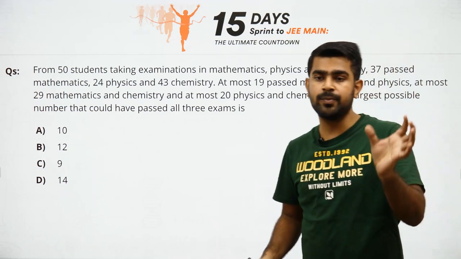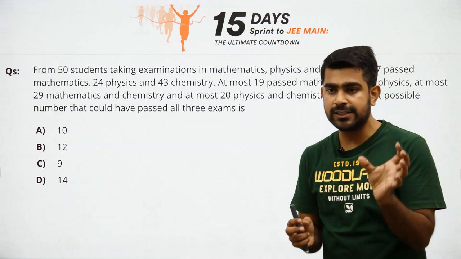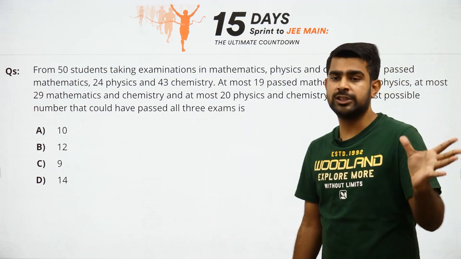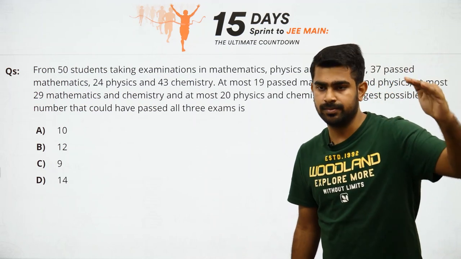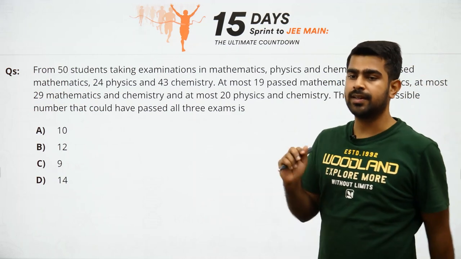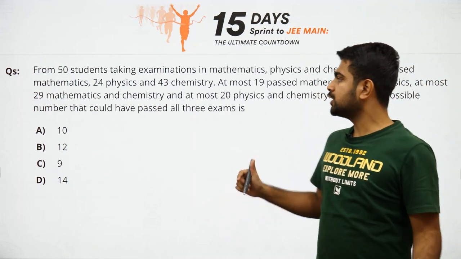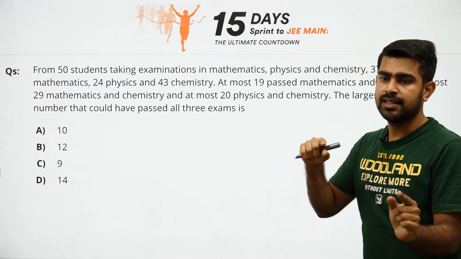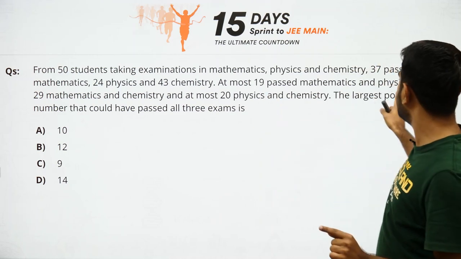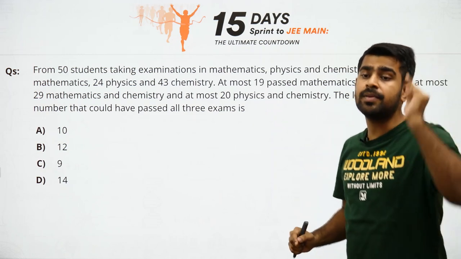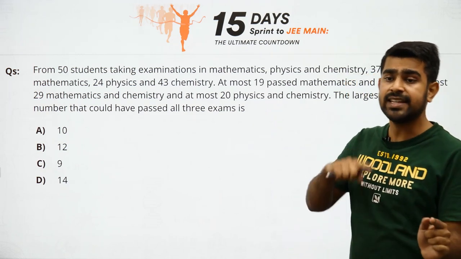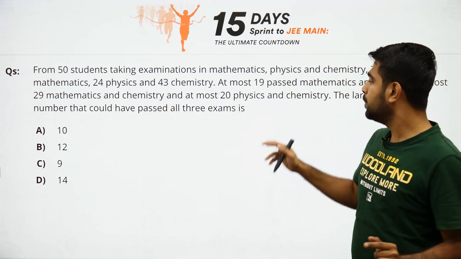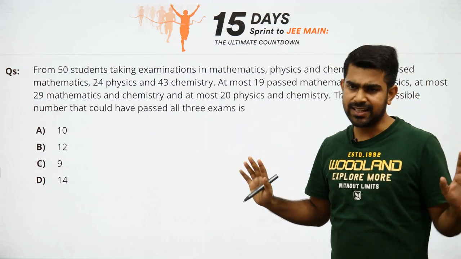So when you go like at most, what do you mean by that? See, these words are very, very crucial. At most, at least, and so on. So what do you mean by at most, sir? At most means at the maximum. At the maximum is known as at most. As simple as that. Okay, so now what can I say? The maximum number of people who passed both maths and physics is going to be 19. The maximum number of people who passed both maths and chemistry is going to be 29. And the maximum number of people who passed both physics and chemistry is going to be 20. Is that clear, guys?